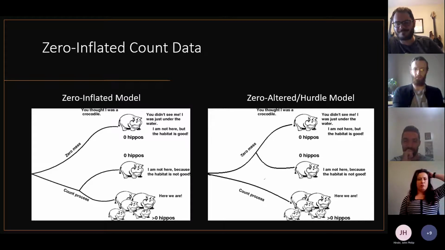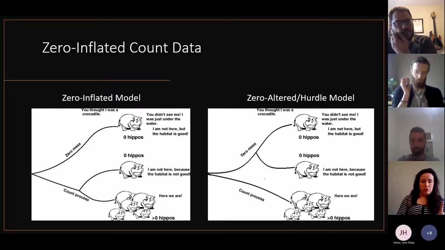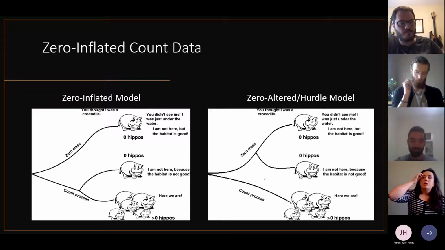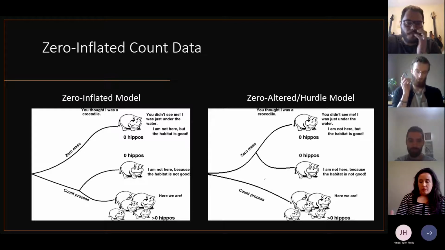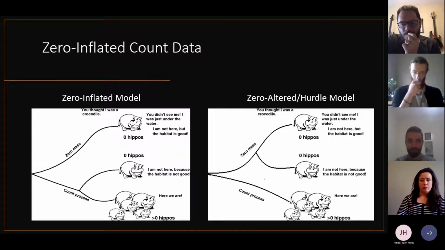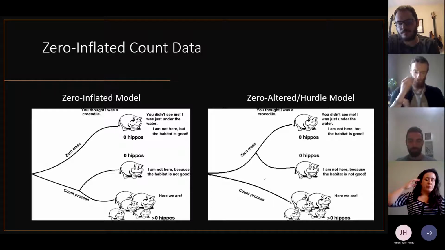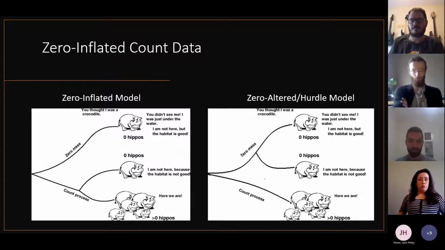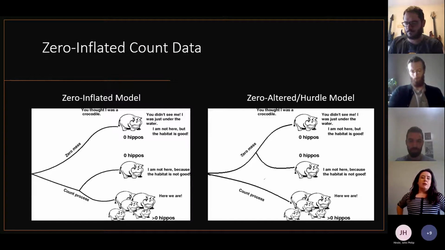This is an illustration that's normally used for these different types of models to explain how they work. So I'll start with the zero-inflated model, which is on the left. In this situation, we have data that contains a large number of zero counts. And what's important is that we care where those zeros are coming from. We call them true zeros and false zeros.